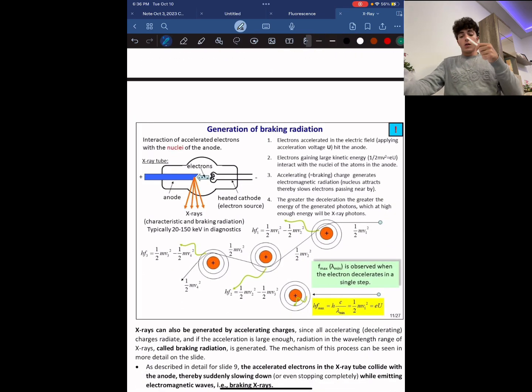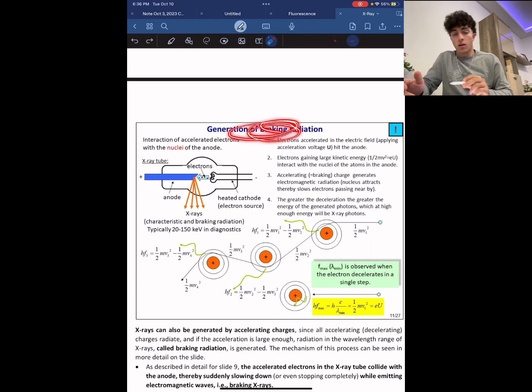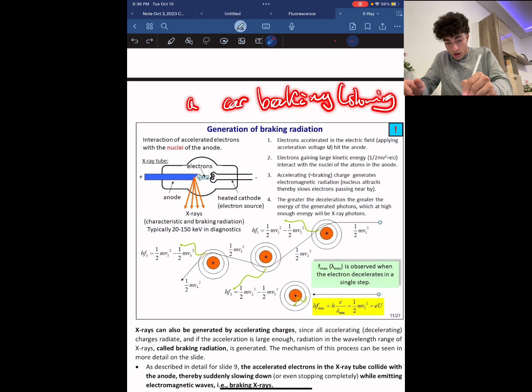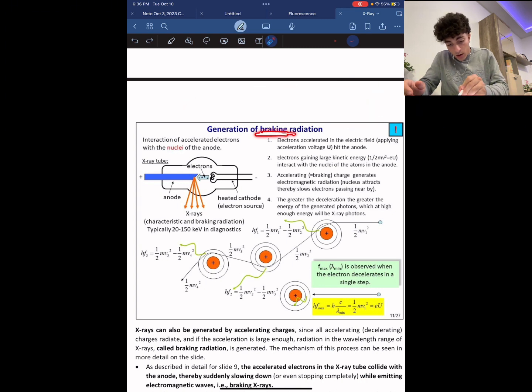Okay, so what do we say? Characteristic depends on the characteristic of the element or atom, and it happens all in one step. So, boom, vacancy, drops down, emits a photon. Now, we have braking radiation. Remember, this is not spelt as breaking, okay? Not as in breaking a bond, but as a car braking. So, slowing down. Just in this one word, we could tell how it's generated. It is a type of radiation that keeps slowing down.